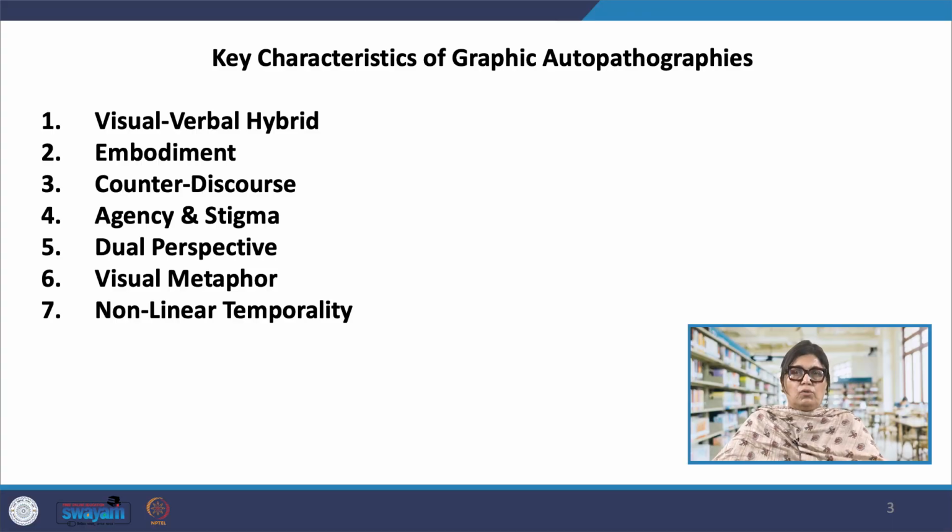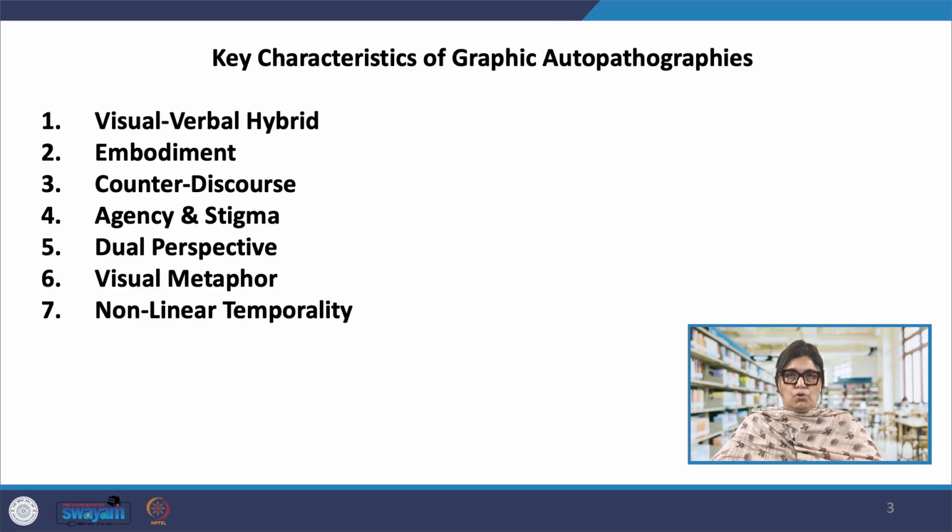Second is embodiment. A central theme is how the sick body is visually represented, often literalizing metaphors to show internal pain or mental states, like drawing a head as a cage of rats to represent anxiety. It uses the specific language of comics, panels, speech bubbles, and gutters, to show meanings that neither text nor image could convey alone. The central focus is the corporealized extreme, where the author's physical or mental brutalization is visually depicted to show how it alters their negotiation of home and work spaces.